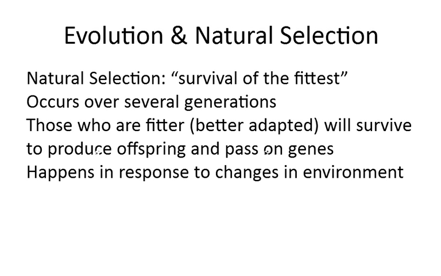The major mechanism of evolution is natural selection, sometimes called survival of the fittest, other times called differential reproductive success. Over the course of many generations, those who are better adapted to their environment, or the most fit, will survive and produce more offspring. As they produce these offspring, their genes, the ones that allow them to be better adapted to their environment, will be passed on to the next generation.